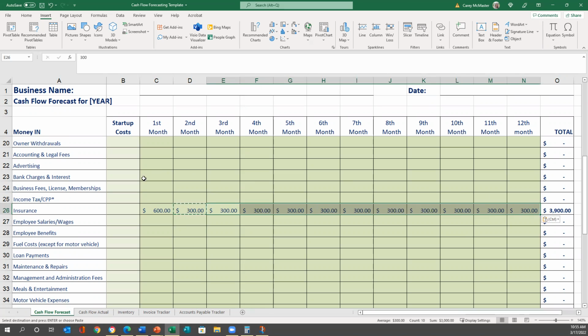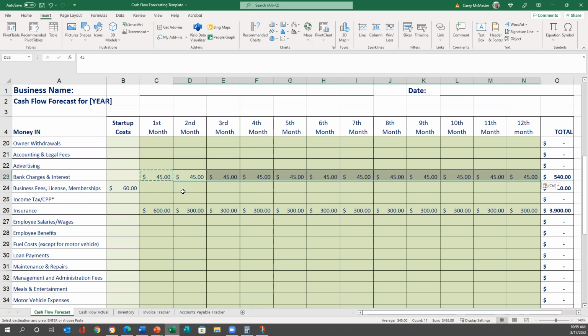The next area, it's a new business, and I know I have to register my business, so that's $60, so that's a startup cost. I've talked to my bank, and based on the plan I've chosen, it's $45 a month. So again, I'm just populating expenses that I'm really sure about because I've researched that already.